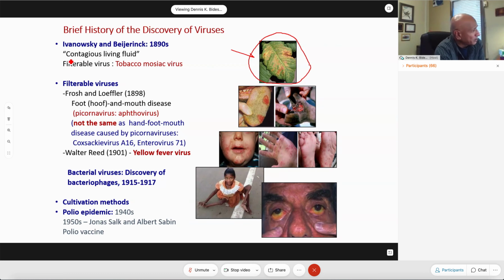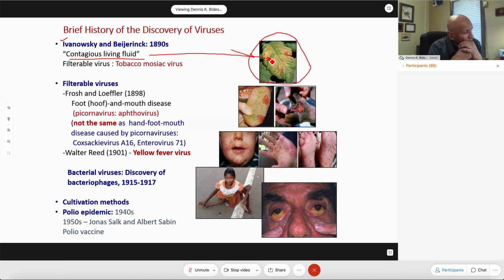I don't test you too much on history or names back here, but Ivanovsky and Beijerinck said, you know what? There's something infectious in this leaf. We don't know what it is, but we know it's not bacteria. We know it's not fungi. We know it's not parasites. There's something new that causes infection, at least in plants.